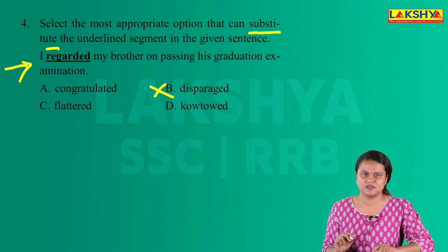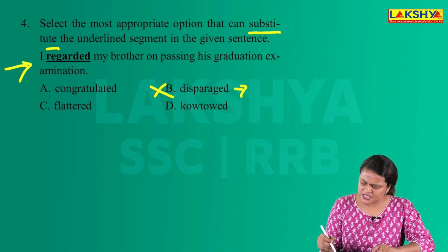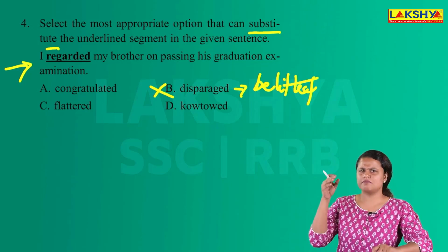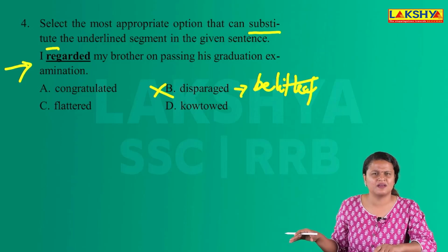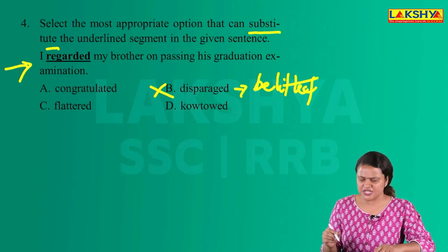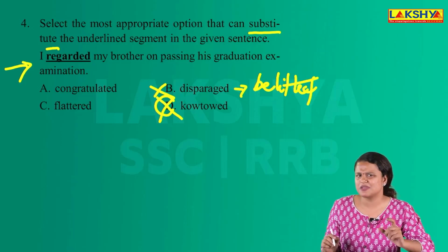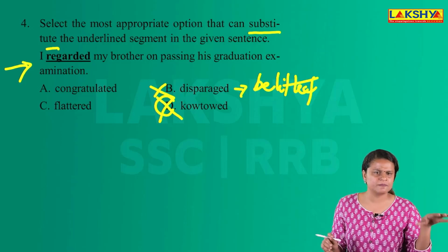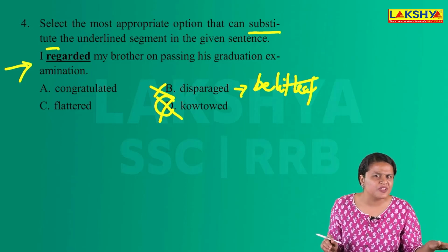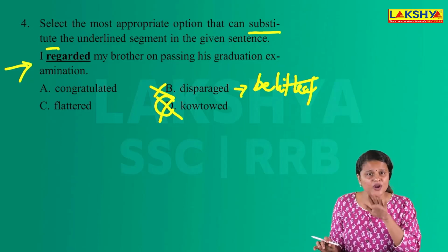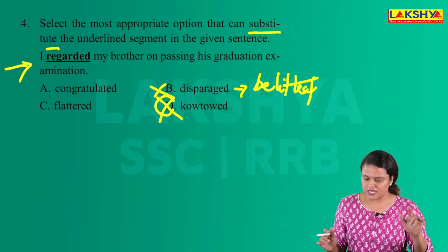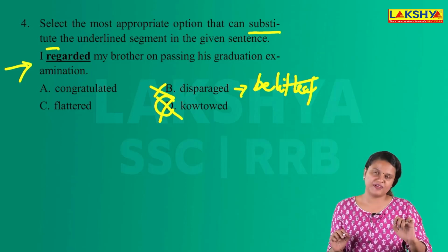Disparaged cannot be used in that context, because disparaged means to be belittled, something like that, making fun of someone, making someone feel inferior. That's what you call by disparaged. Kowtowed also has a similar meaning. Are you able to understand? Kowtowed means making someone feel belittled, inferior. That's the meaning. Here, according to the sentence, that's not what we want. So is it congratulated or flattered?